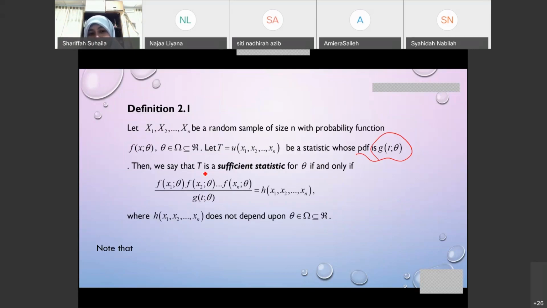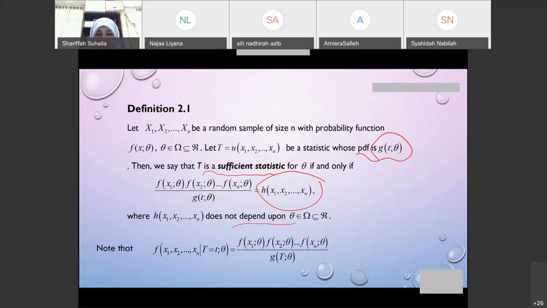Then we can say that T here is a sufficient statistic for theta if and only if, kalau kita ada joint probability function, maksudnya f(x1; theta), f(x2; theta), f(xn; theta), divided by your PDF of T, you get h(x1, x2, ..., xn), and your h here does not depend upon theta. Maksudnya nilai h kamu tak ada nilai theta kat dalam dia punya derivation lah. Maksudnya h(x1, x2, ..., xn) tu does not contain theta. So then you can call T a sufficient statistic.